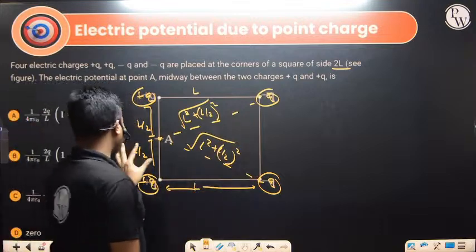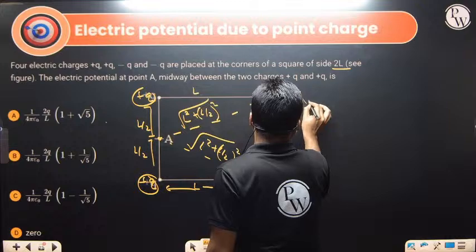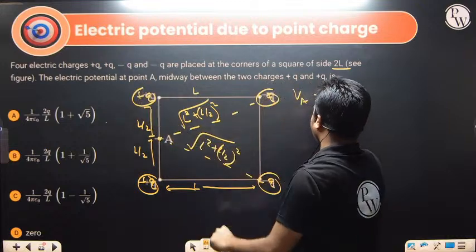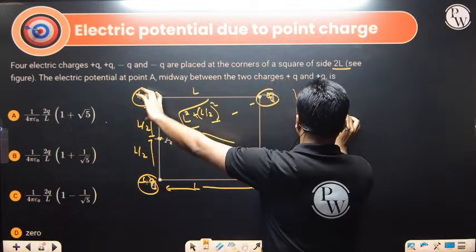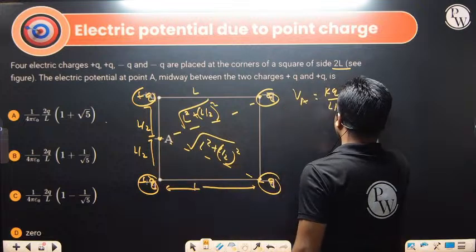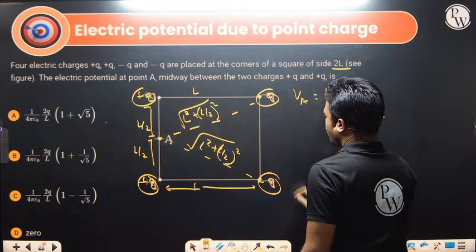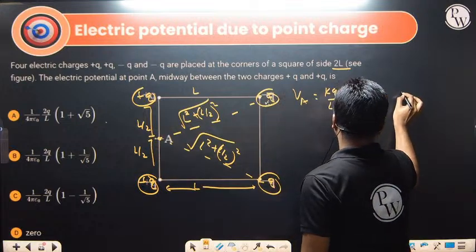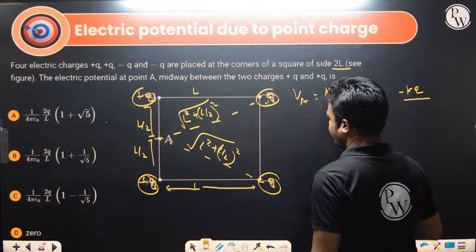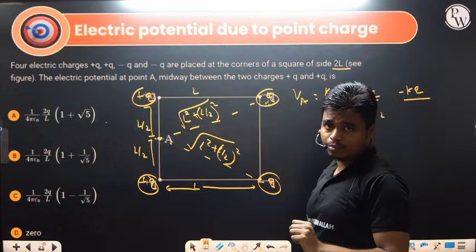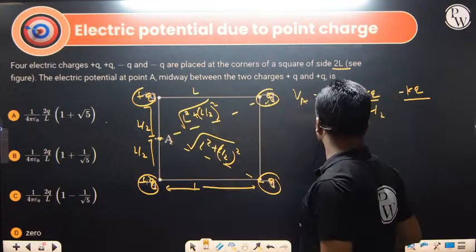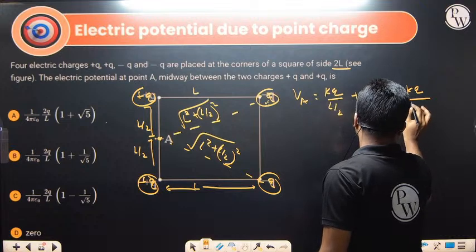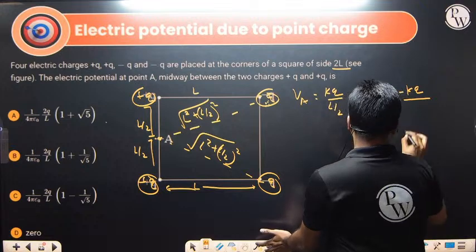Now they are asking electric potential at this particular point A. Because of this charge, I will write k q divided by L by 2. Because of this charge again, plus k q divided by L by 2. Because of this minus q charge, with the distance we calculated, I will write minus k q divided by under root L square plus L square by 4, that is L square plus 5L square by 4. So this side L by 2 under root 5L square by 4.